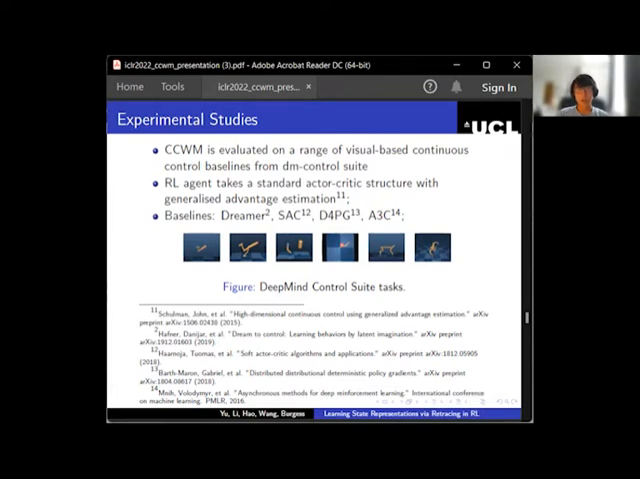So we compare CCWM with several baseline agents. Our main baseline is the Dreamer agent, which also trains the world model based on a recurrent state space model, but using only the predicted reconstruction in the forward direction. We also compare CCWM with several model-free agents, such as soft actor-critic, D4PG, and A3C. We only show the asymptotic performance of these model-free agents because, in general, they require more training steps, but achieve better asymptotic performance than model-based methods.